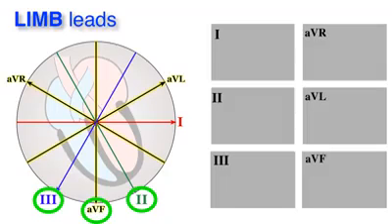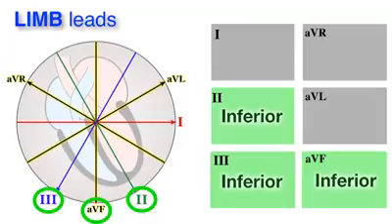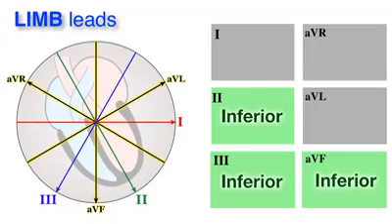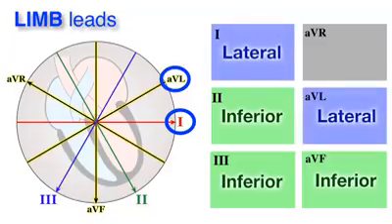For example, if you remember this diagram formed from the limb leads, you could see that leads 2, 3, and AVF are all recording from the bottom of the heart. These three leads together are called the inferior leads because they look at the inferior portion of the heart. If we continue with this diagram, we see that leads 1 and AVL, which are neighbors, are located laterally. These are called the lateral leads.